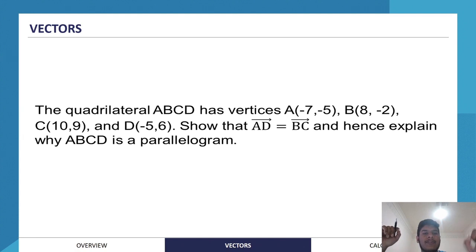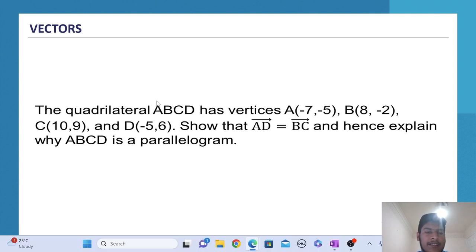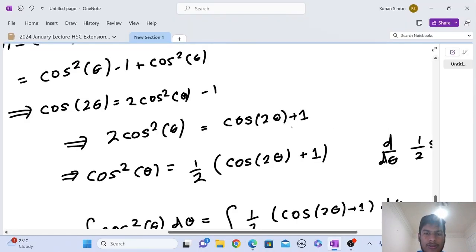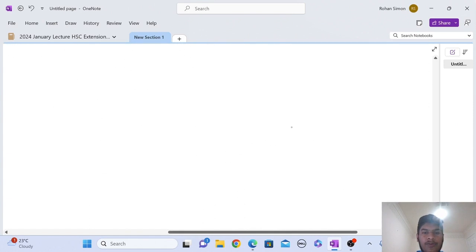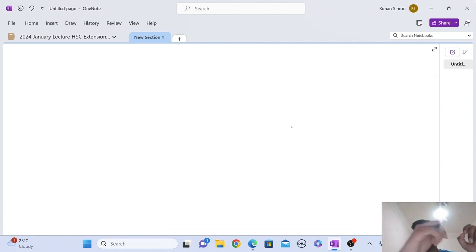But for this specific question, we've got quadrilateral ABCD with vertices A, B, C, and D, and we need to show that AD equals BC, and hence explain why ABCD is a parallelogram. So we've got ABCD. Now I won't yet draw it, and the reason I won't yet draw it is because we don't know which way the labels go.